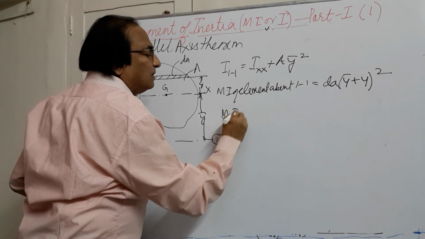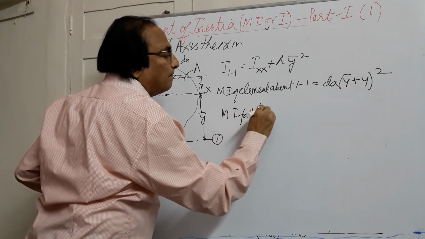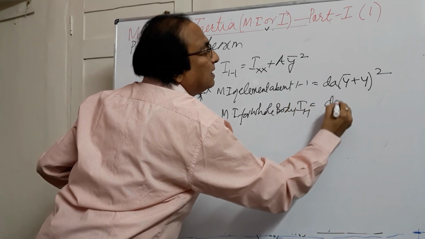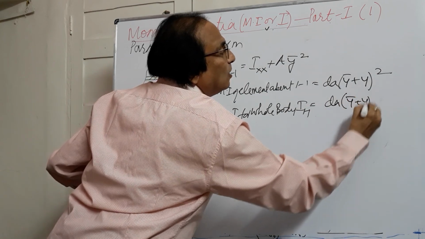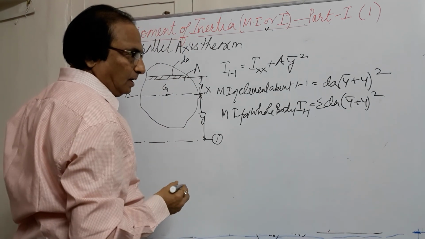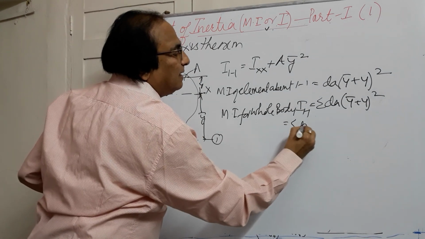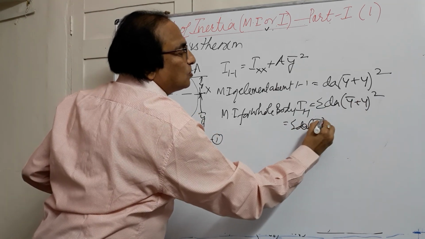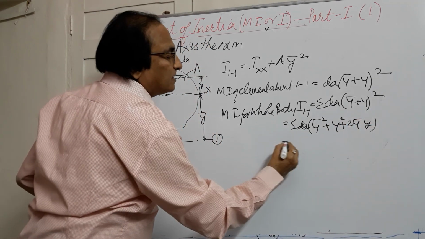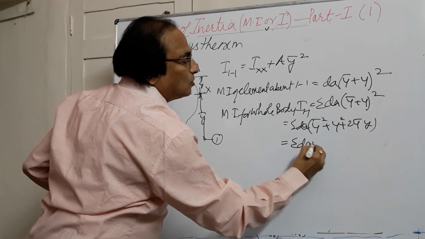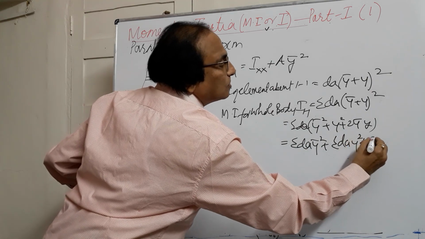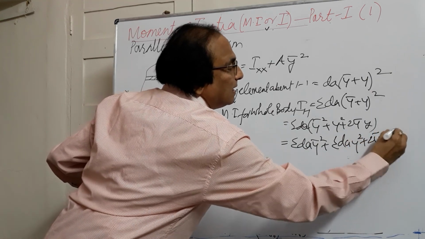Like this, the moment of inertia for the whole body, if I call it I11, is equal to the summation of dA into y bar plus y whole square. We will be using the summation of all the areas, so I can write this as sigma dA. Let us expand a plus b whole square: a square plus b square plus 2ab. So if I separate this out, sigma dA into y bar square plus sigma dA into y square plus 2 y bar sigma dA into y.